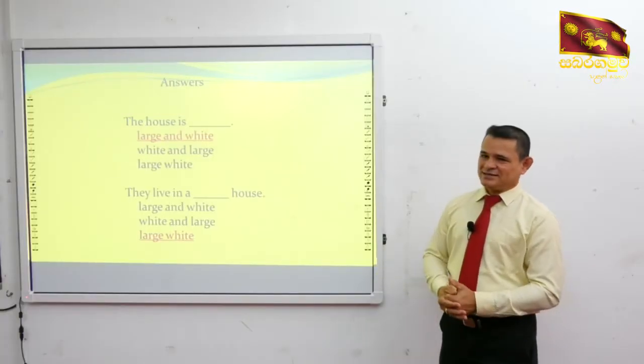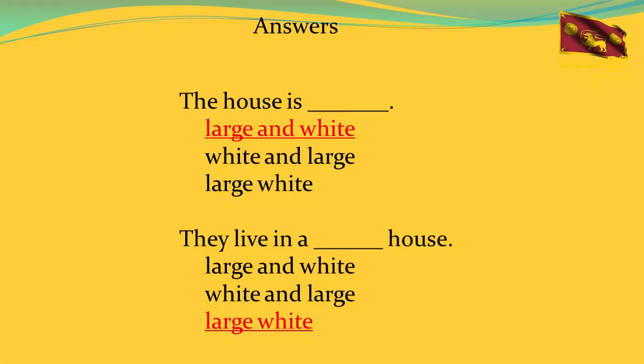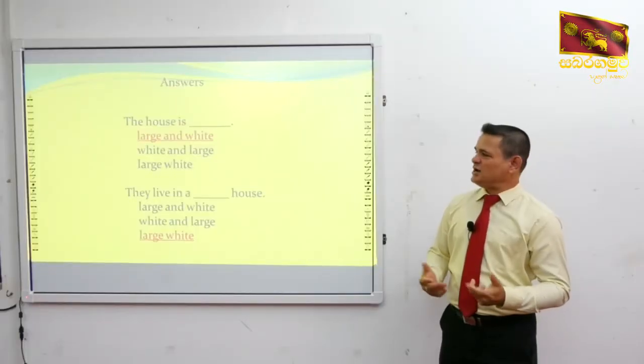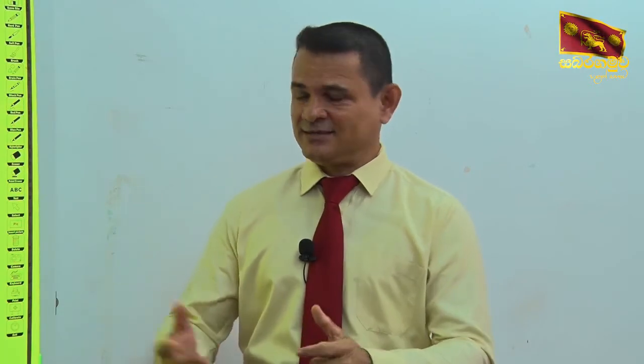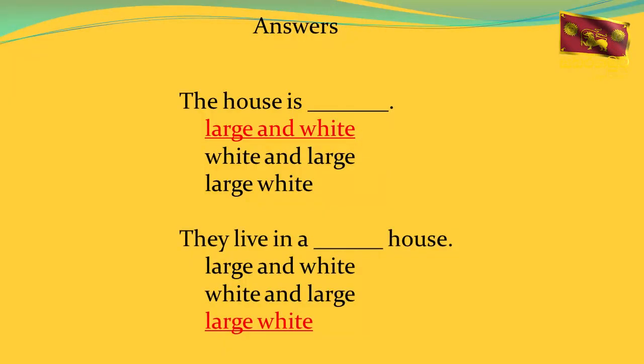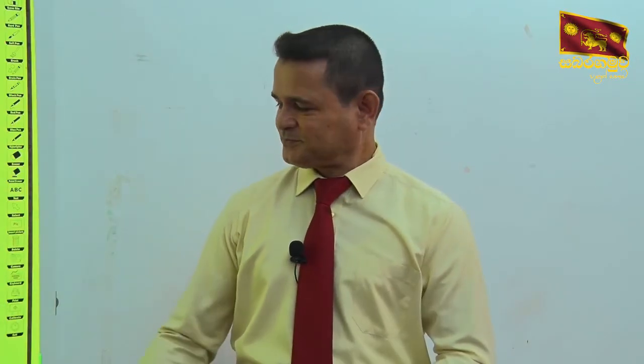See whether you got this answer. It's actually: the house is large and white. It tells first the size, next the color. They live in a large white house. House is the noun and it is described by these two adjectives.